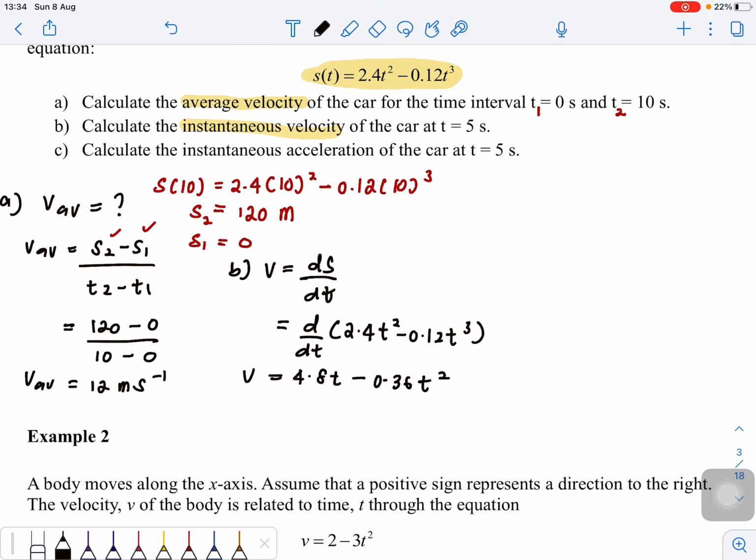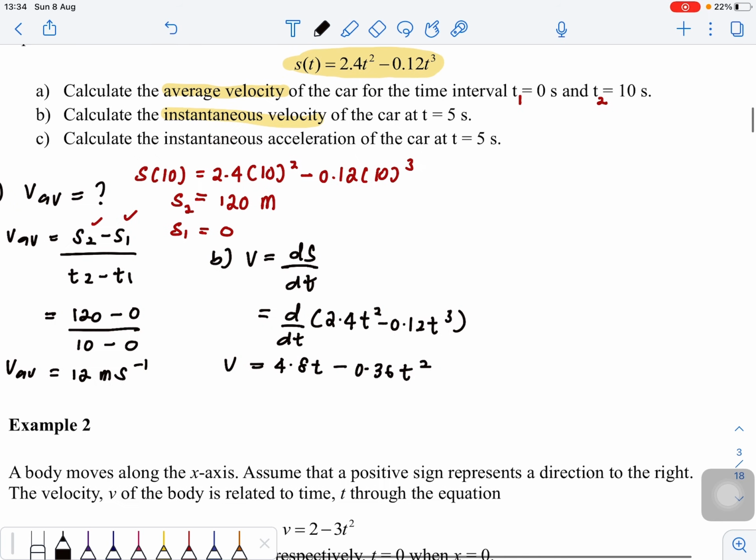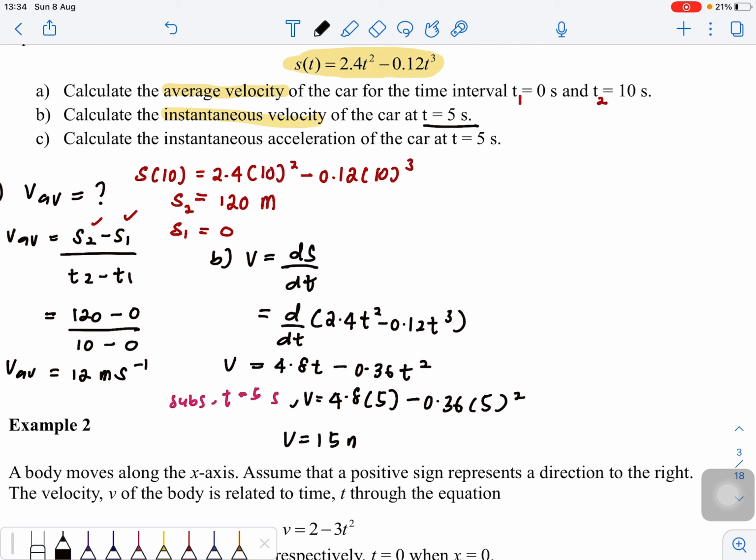0.36 t square. Okay, so apabila t sama dengan 5 second, okay, you just substitute the value for. So, substitute t is 5 second. V is equal to 4.8 times 5 minus 0.36, 5 square. So, akan dapat V adalah sama dengan 15 meter per second.